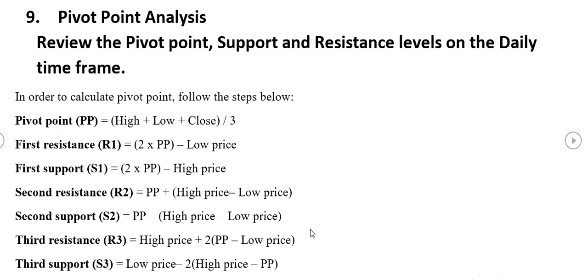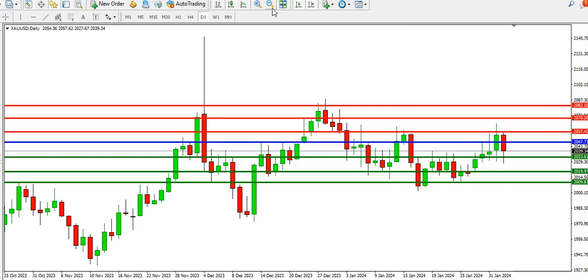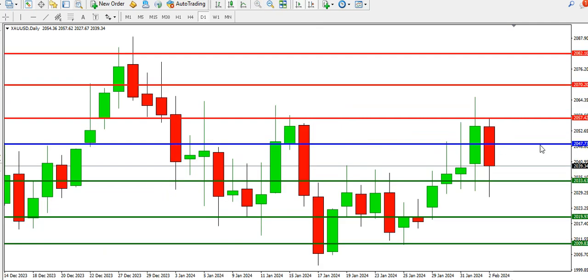Pivot point, PP, is equal to high price plus low price plus close price, the summation of these three divided by 3. Okay, so if we go to the chart, the blue line, this blue line is our pivot point.